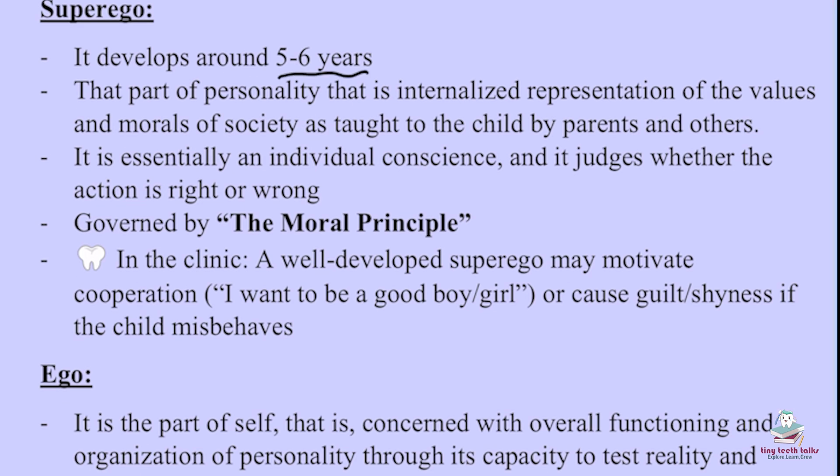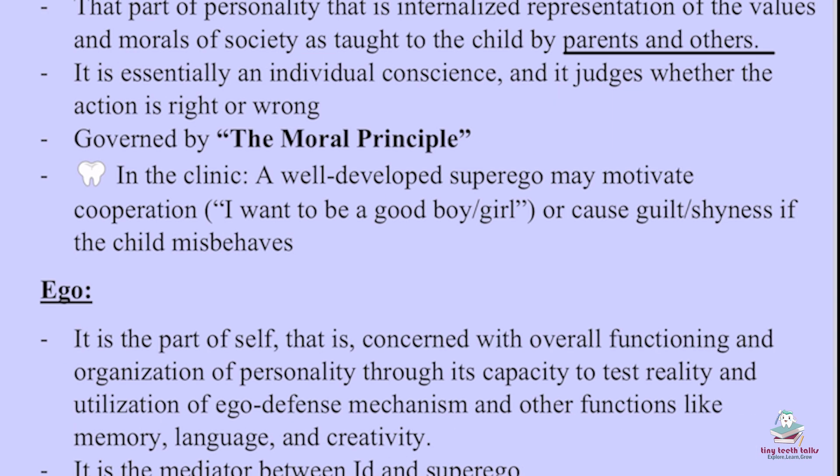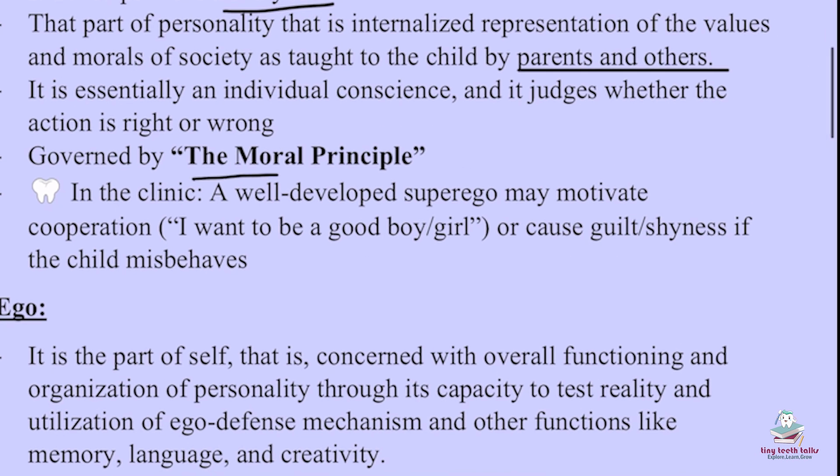Superego develops around 5 to 6 years. The superego is that part of personality that is the internalized representation of the values and morals of society as taught to the child by parents and others. It is essentially an individual's conscience, and it judges whether an action is right or wrong. It is governed by the moral principle.